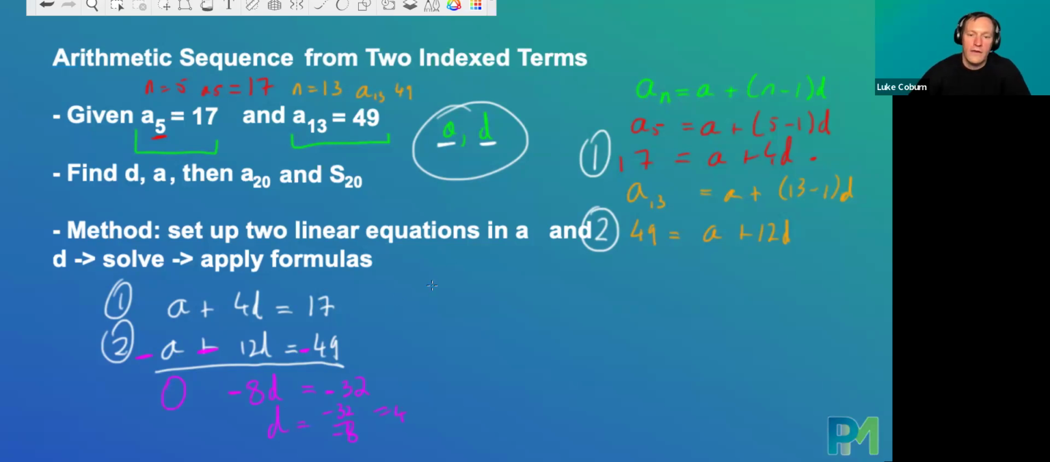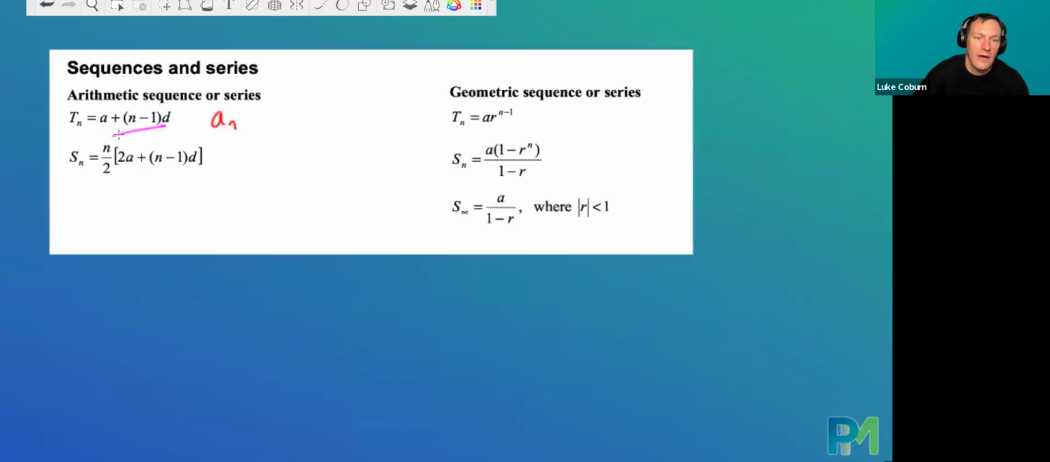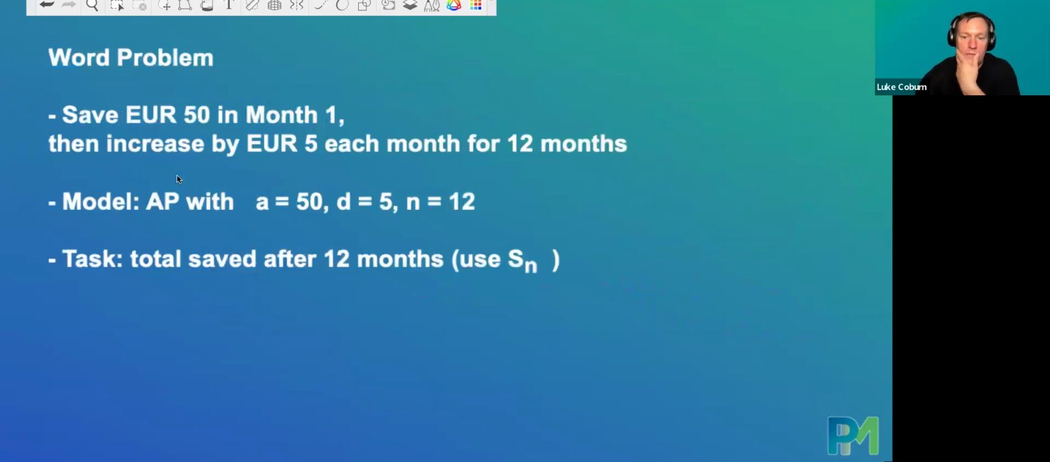Okay. And then if D is equal to 4, then we sub it back into one of them. So A plus 4 times 4 is equal to 17. A plus 16 is equal to 17. Bring the 16 across. A is equal to 17 minus 16. A is equal to 1. So I've solved it now because I have A is equal to 1, and I've got D is equal to 4. And now I can basically get anything here, and I can get anything here. Okay, so I've solved the sequence.